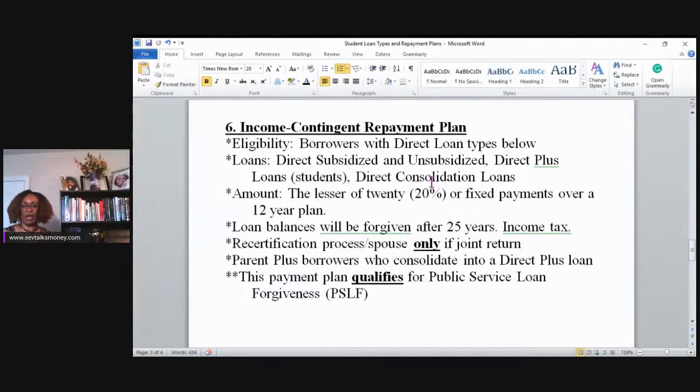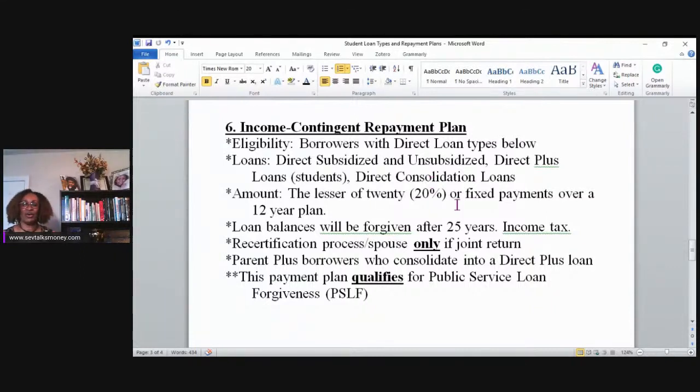Again, the recertification process, or when you apply, spouse's income and debt load will only be considered if you filed a joint return. And Parent Plus, before I talked about the Parent Plus, that a lot of the Direct Plus loans that parents wouldn't qualify for them. For this one, if the parent decides to consolidate into a regular consolidated Direct Plus loan, then they would qualify for this income contingent repayment plan. So pretty much the government punishes parents for borrowing on behalf of their kids, pretty much.